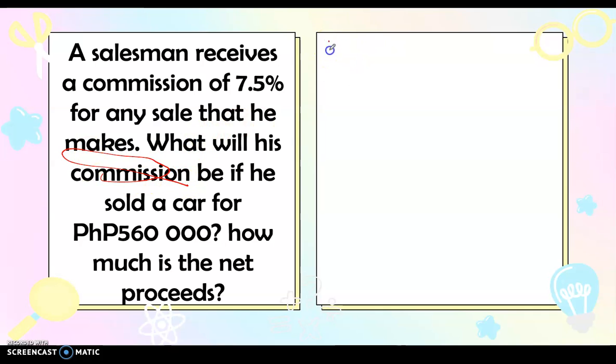For the commission, we need to find the percentage by multiplying the total sales times the rate of the commission. So the base is 560,000, that's the price of the car, multiplied by the rate, which is 7.5%. Remove the percent symbol, move 2 places to the left, 1, 2 from the decimal point. Since the place value is empty, add 0. Therefore, our rate is 0.075, and then no more percent symbol.